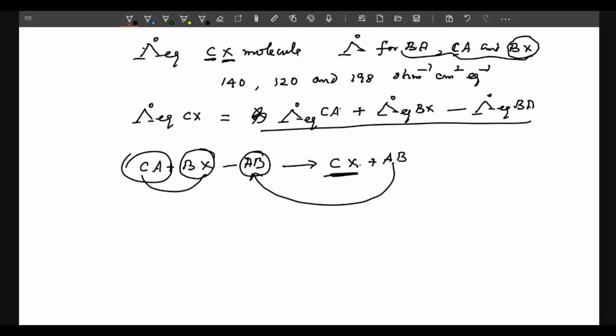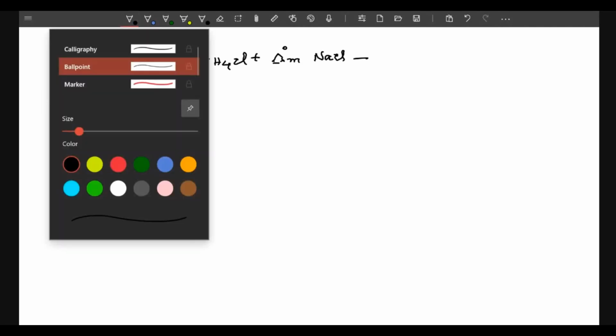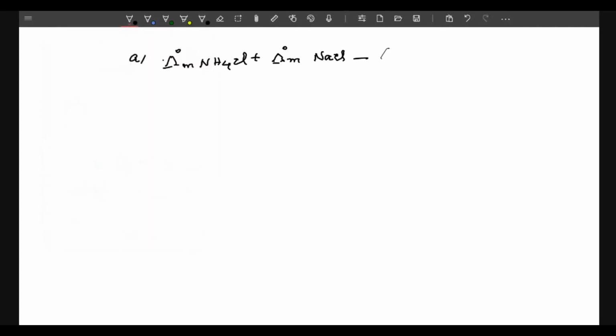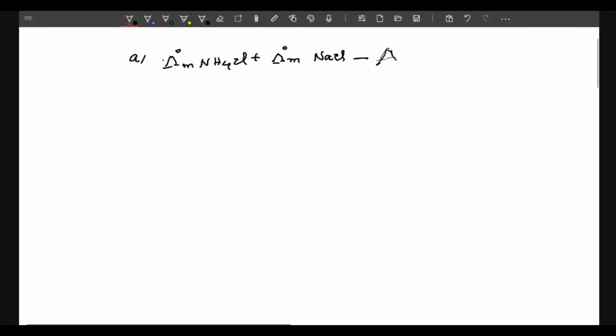Limiting molar conductivity. The limiting molar conductivity of ammonium hydroxide is equal to: option A, Λm of ammonium chloride plus Λm of sodium chloride minus Λm of ammonium hydroxide.